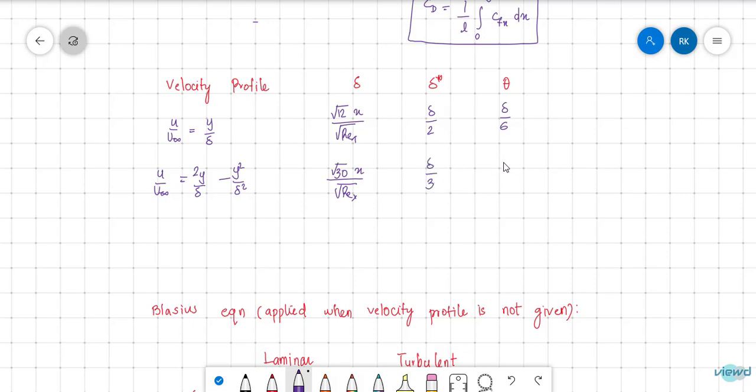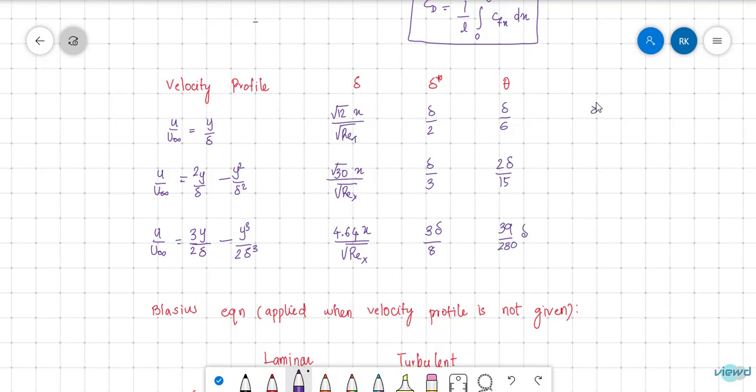That is the displacement thickness. Then what is momentum thickness? 2 delta by 15. If the velocity profile is u by u infinity is equal to, up to now we have derived the velocity profile, that is 3y by 2 delta minus y cube by 2 delta cube. If this is the velocity profile, what we got here, we got it as 4.64 x divided by Reynolds number at x. Delta star 3 delta by 8. And what is theta? 39 by 280 delta.